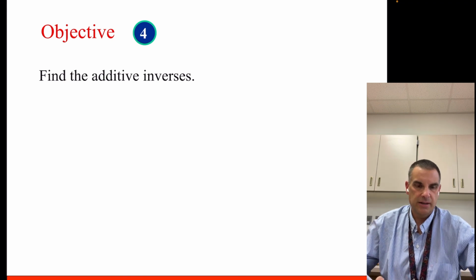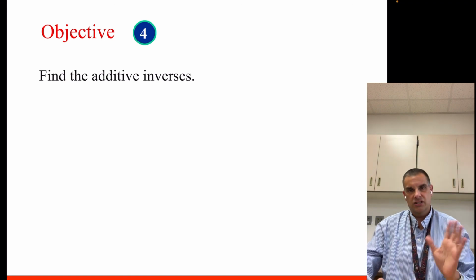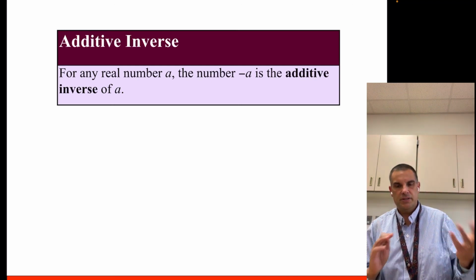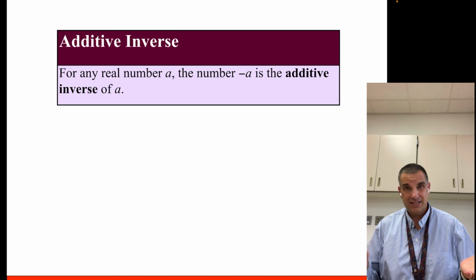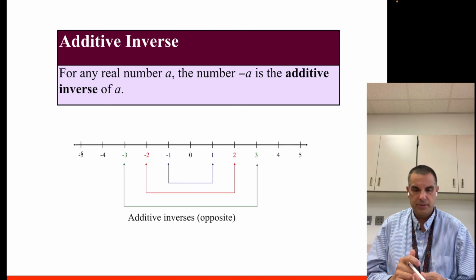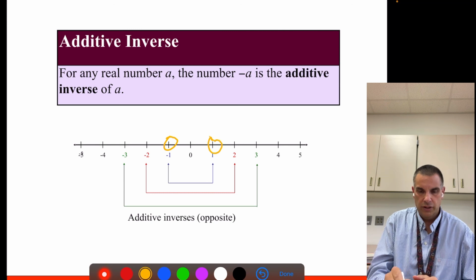All right, so the next objective is to find additive inverses, and this should take about 10 seconds. Additive inverses are essentially the opposite of what you are given. If you're given 8, it's -8. If you're given -10, it's 10. The additive inverse is the opposite of it. So the opposite of -1 is 1.